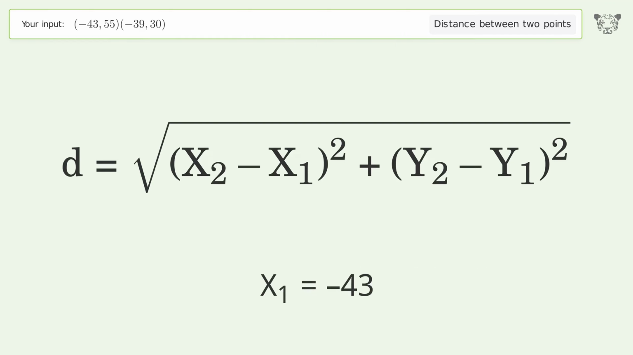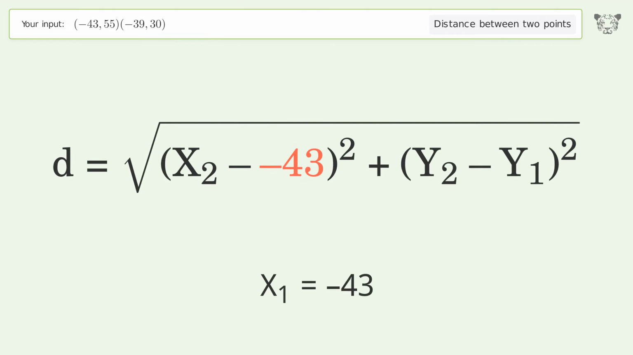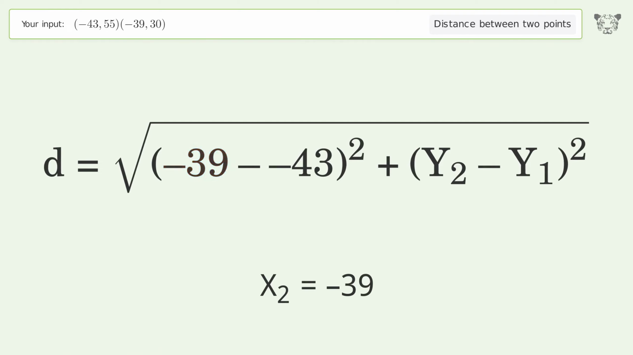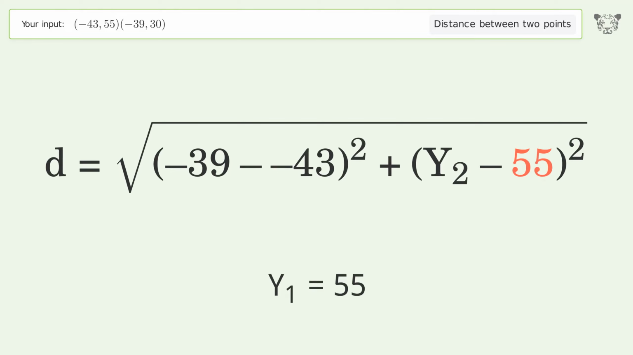x1 equals negative 43. x2 equals negative 39. y1 equals 55. y2 equals 30.